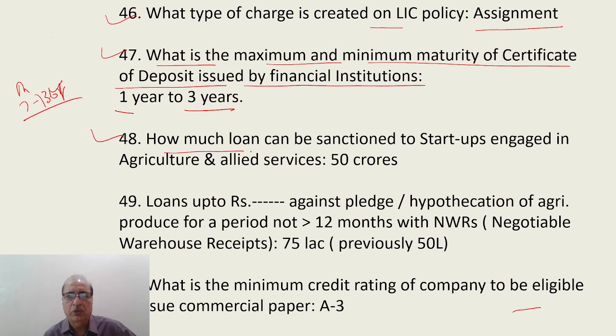Question number 48. How much loan can be sanctioned to startups engaged in agriculture and allied services? Answer is 50 crore.